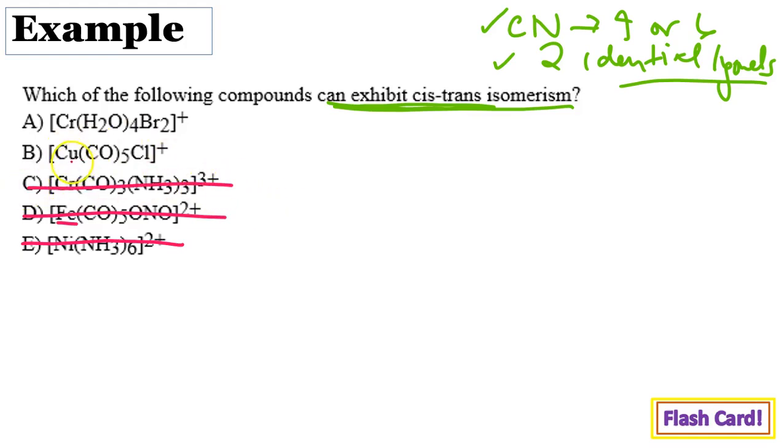And then here we have our copper attached to CO, and there's 5 of them. Yes, we have 2 ligands, but we're going to need more than just this one single one. And so we cannot use that one either. By process of elimination, of course, A is the correct answer.